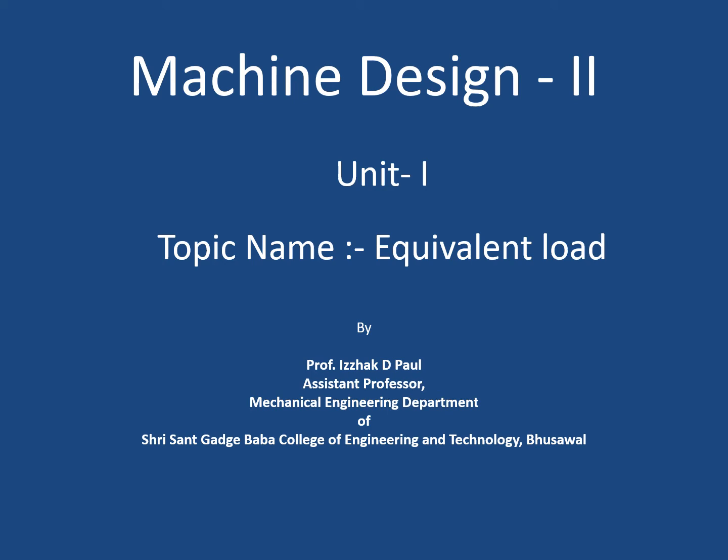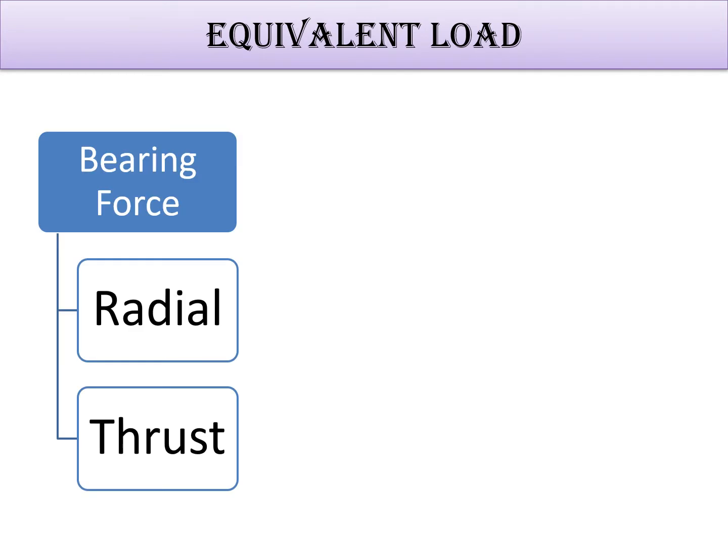The new topic in Machine Design 2 is the equivalent load. Now in the bearing, equivalent load plays a very important role. In the previous slide, we have learned about the dynamic loading condition. There are two types of dynamic loading condition, that is the radial and the thrust. This is radial and this is the thrust load.